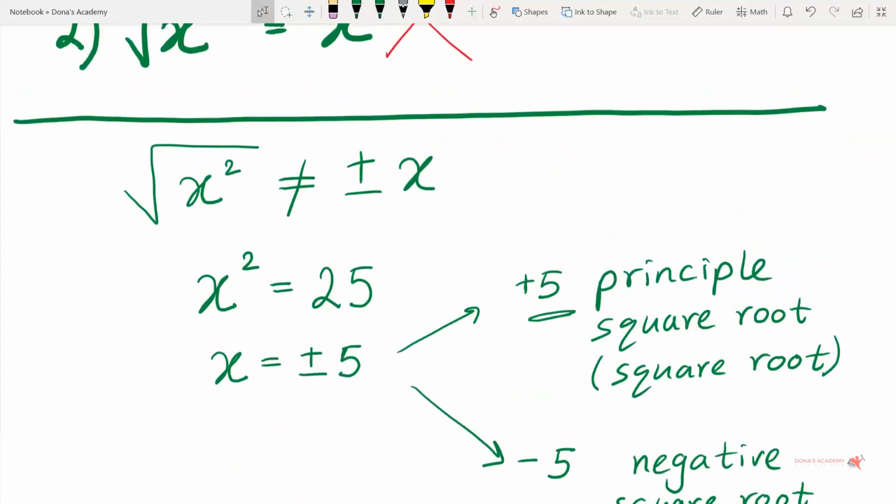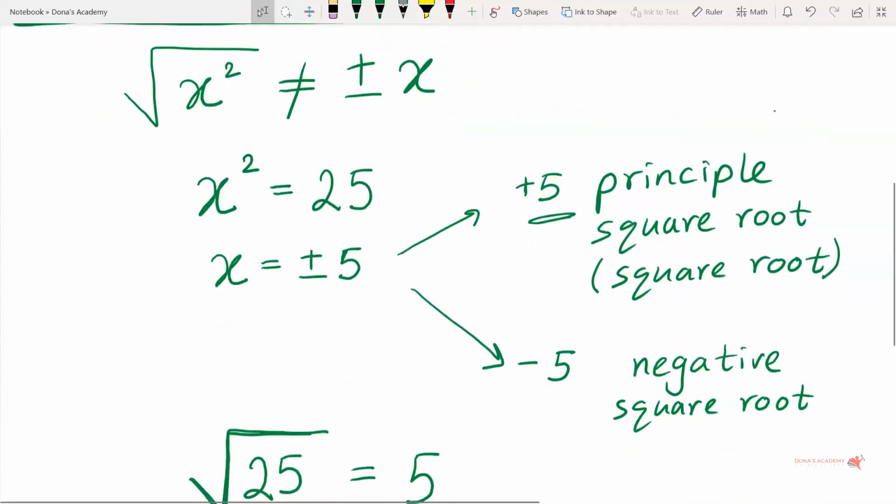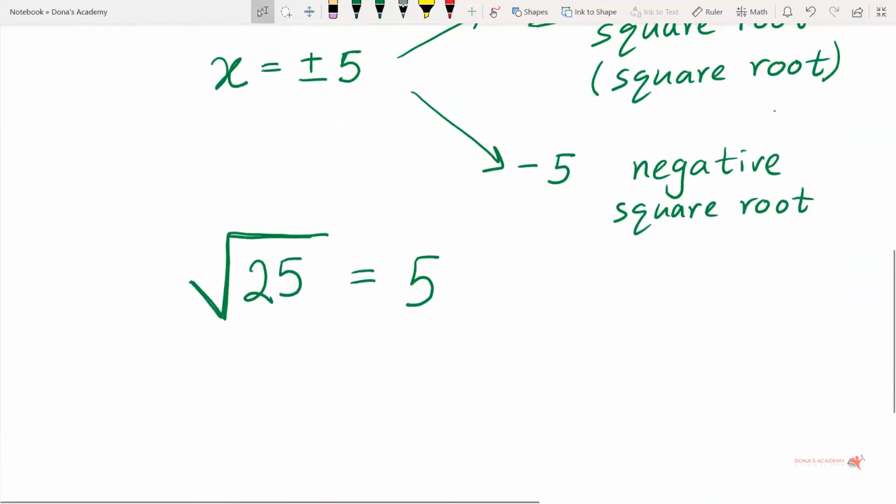So we can say plus or minus x, but we just take the positive, or principal, square root if we are using this symbol. Square root of 25 means just positive 5. It always represents a positive answer. Maybe you are still confused, so let me give more evidence.